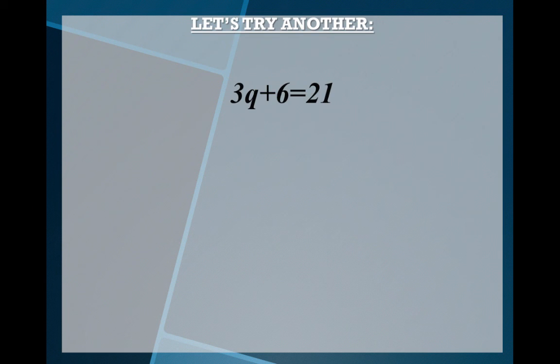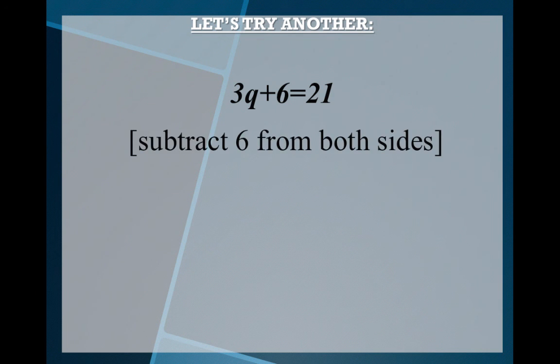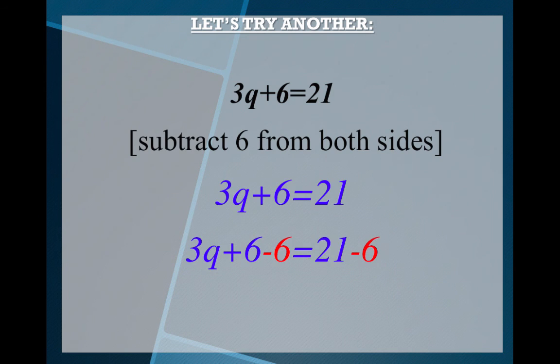Let's try another one. 3q plus 6 equals 21, and I want you to subtract 6 from both sides. What do we get? Well, when we subtract 6 from the left-hand side, we get 3q, and when we subtract 6 from the right-hand side, we get 15. So again, 3q equals 15 is equivalent to 3q plus 6 equals 21.